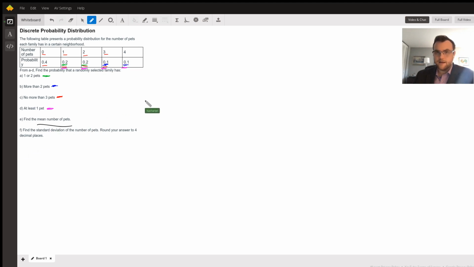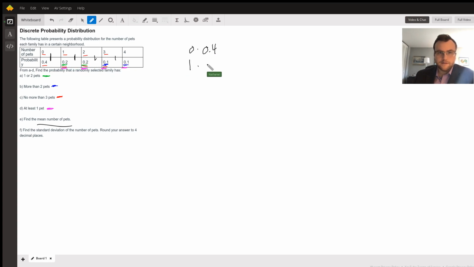Now getting onto more technicalities, finding the mean number of pets. We know that the mean in the usual distribution is just adding up all the numbers and dividing them by how many there are. But in a discrete probability distribution, what we do is we multiply our probability times our quantity. So in this case, we do 0 times 0.4, and then we do the same for each one going forward.